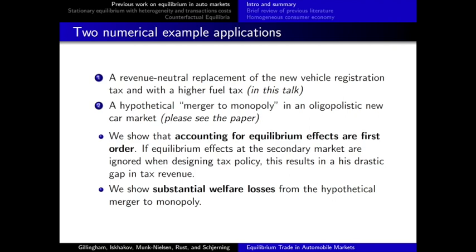Okay, so I'm going to skip the details there, but the bottom line is, when deciding tax policy, it is really absolutely essential to account for equilibrium effects in the secondary market when you're looking at durable goods. Okay. So another thing is, for the hypothetical merger to monopoly, we show substantial welfare losses from this merger to monopoly case.